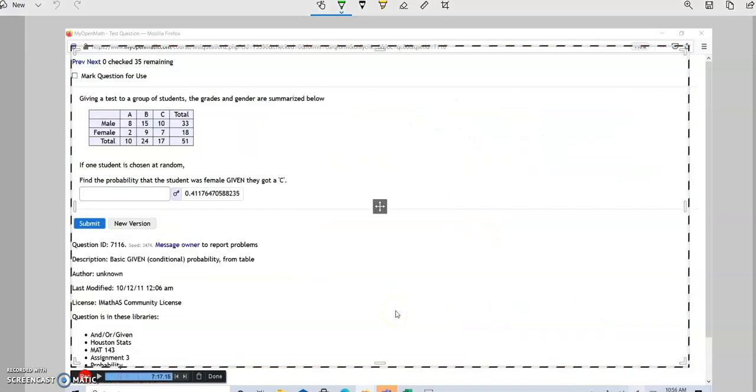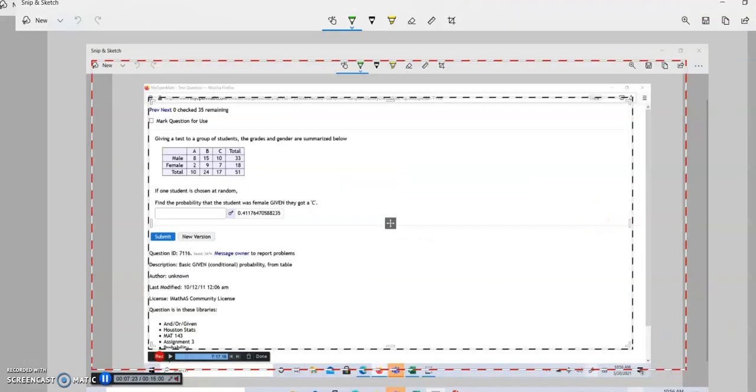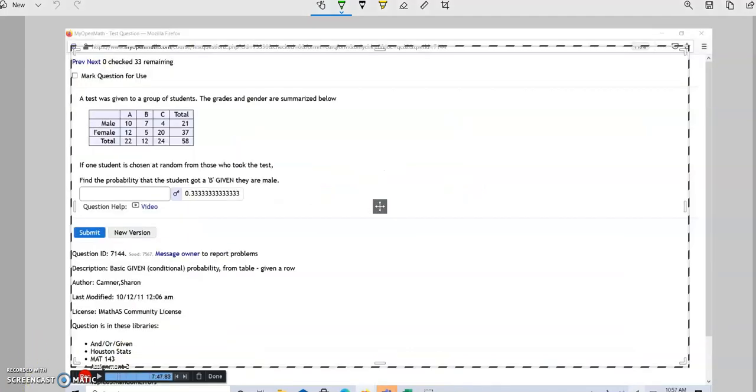When they say given, all you're interested in is whatever is given. So given they got a C, you aren't interested in anything else except what is given, okay? So in this problem, since given a C, all we're interested in is these C's right here. So given that they got a C, what's the probability that it was a female? So 7 divided by 17. Get that answer. Remember, you're only worried about what's given, okay? And again, it doesn't matter. All you're worrying about is whatever's given.